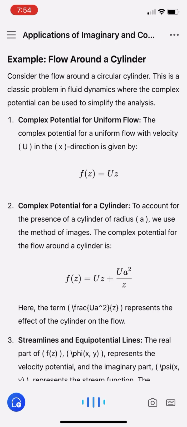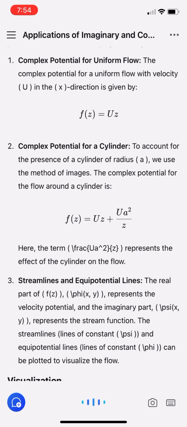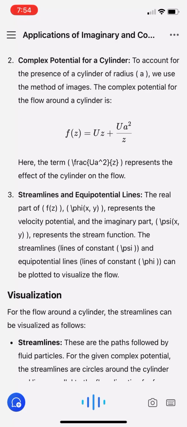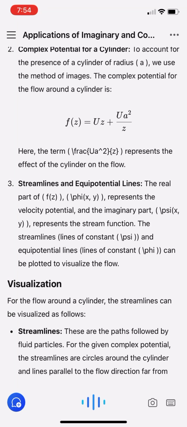Complex potential for uniform flow. The complex potential for a uniform flow with velocity U in the x direction is given by F(z) = Uz. Complex potential for a cylinder. To account for the presence of a cylinder of radius a, we use the method of images. The complex potential for the flow around a cylinder is F(z) = U(z + a²/z). Here, the term Ua²/z represents the effect of the cylinder on the flow.